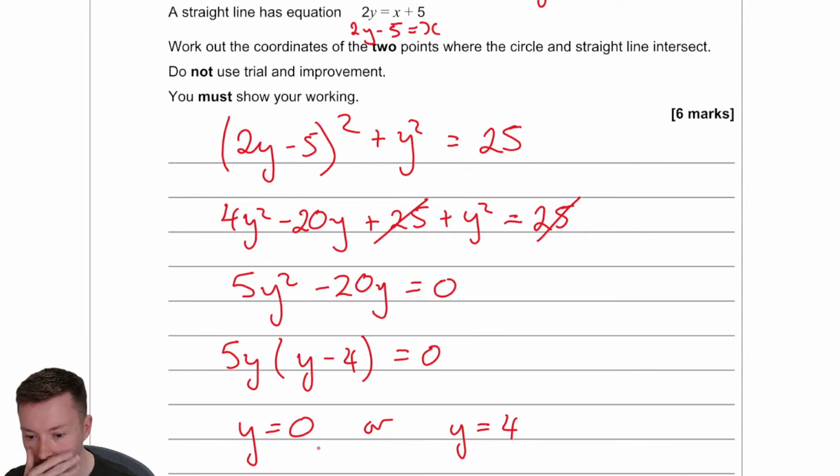Now if we plug that into this here, 2y minus 5 is x, we get 2 lots of 0, minus 5, which is equal to minus 5. So x is minus 5. Or we've got 2 lots of 4.